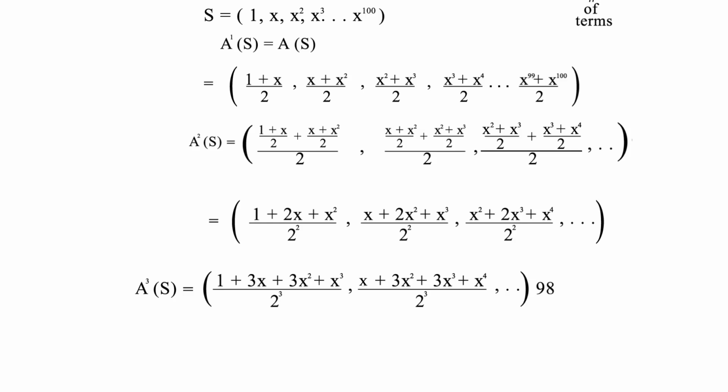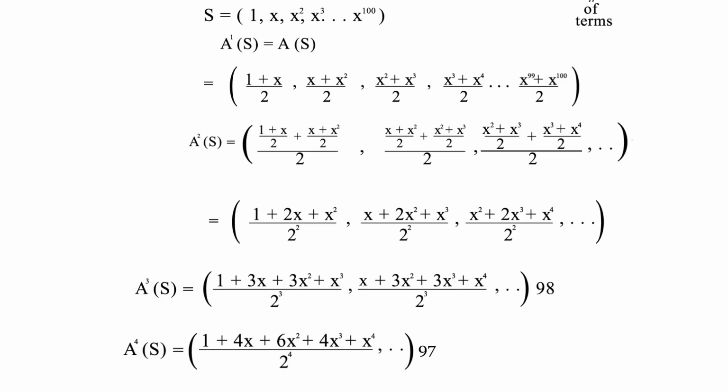And I'll just do one more, and then we'll go back and look at this and see if there's any kind of a pattern. A4S. All right, A4S, obviously we're going to add these two, so it'll be 1 plus, let's see here, 4x plus 6x squared plus 4x to the power of 3 plus x to the power of 4, all over 2, all over 2 to the power of 3, which will be 2 to the power of 4. And then dot, dot, dot. And this has 97 terms.